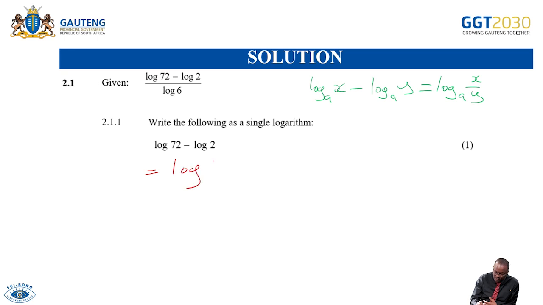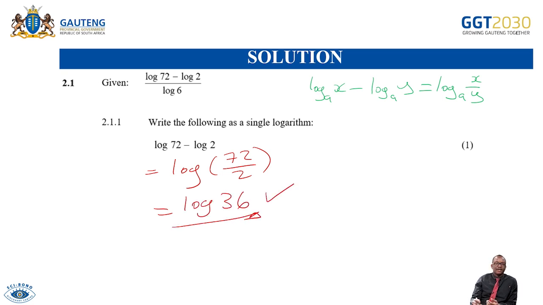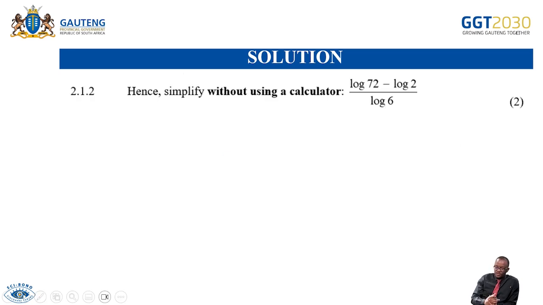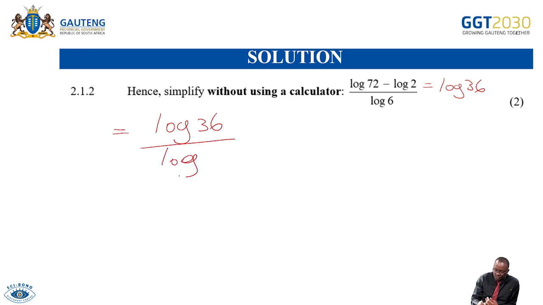We're going to have log of 72 divided by 2. Then it's going to be the log of 36. Leave it there, 1 mark. Then, hence, without using a calculator, simplify that. We already know that this is the same as log of 36. So we are just going to say log of 36 divided by the log of 6.